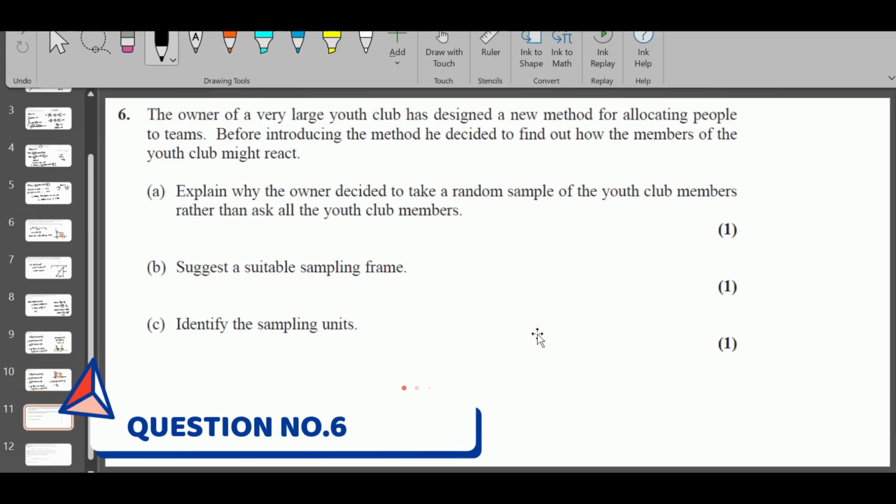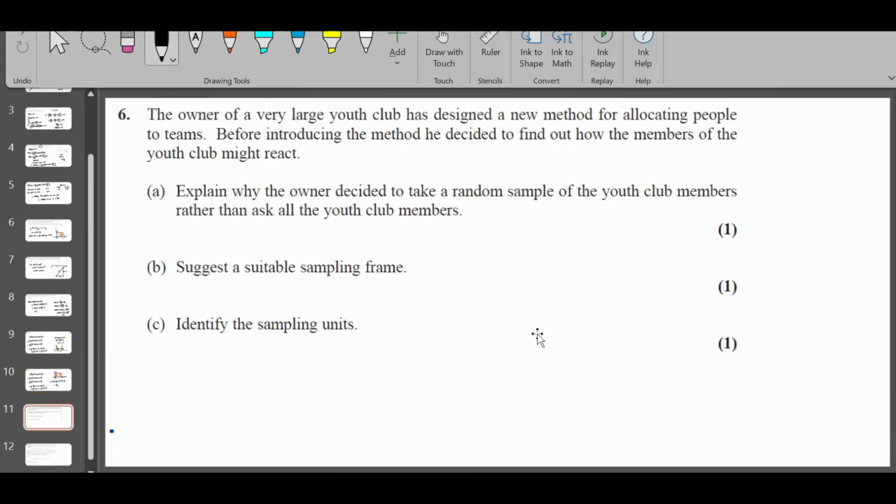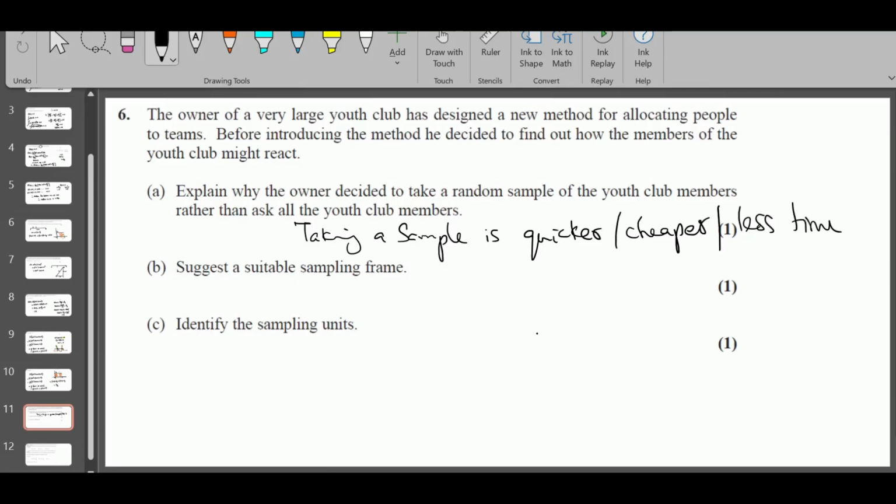Question 6 now. The owner of a very large youth club has designed a new method for allocating people to teams. Before introducing the method, he decided to find out how the members of the youth club might react. Explain why the owner decided to take a random sample of the youth club members rather than ask all the youth club members. Taking a sample is quicker, cheaper, less time consuming. You can just write this.